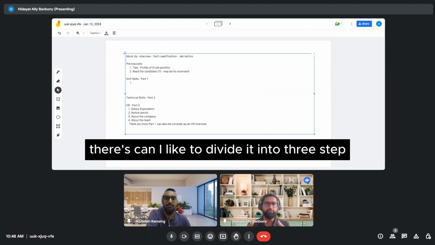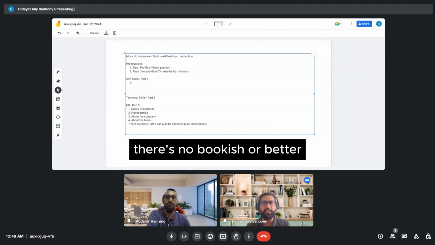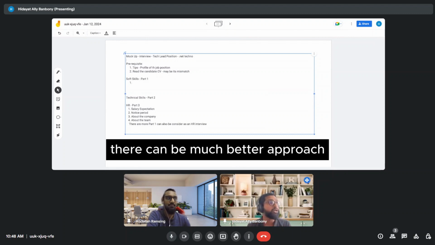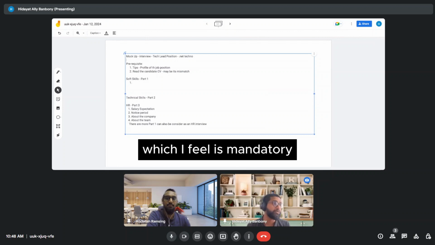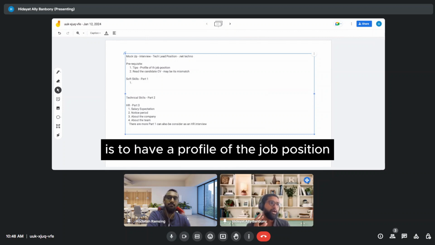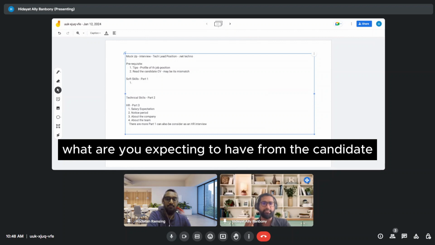I like to divide it into three steps. This is my personal approach. There's nothing bookish about it, and there can be much better approaches. So the first prerequisite, which I feel is mandatory, is to have a profile of the job position. What's the profile of the job position? What are you expecting to have from the candidate?